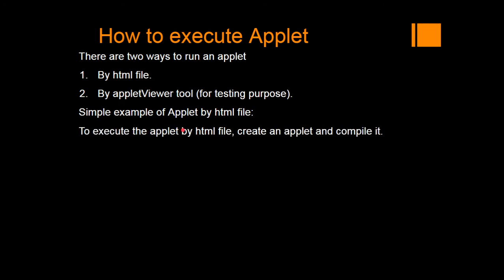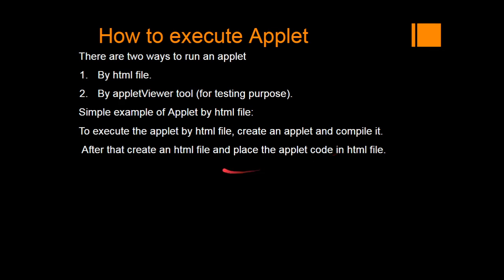Now the first example we see by using the HTML file. To execute the applet by HTML file, create an applet and compile it. Normally, we edit an applet file and compile it. After compilation, it will give some errors if there are any, and then we can fix the errors, save, and recompile so that it is free of errors. After the program is free of errors, we can create an HTML file and place that applet code in the HTML file. Then if you click on the HTML file, you will be able to view the applet. So this is one method of executing the program.